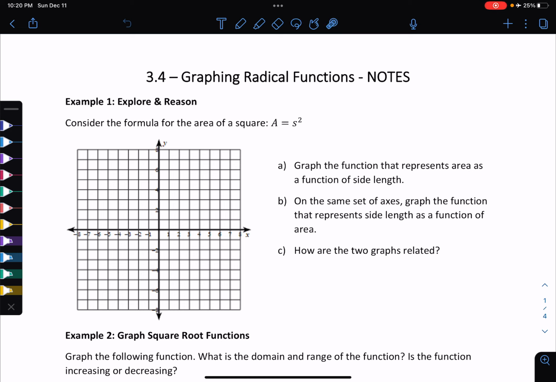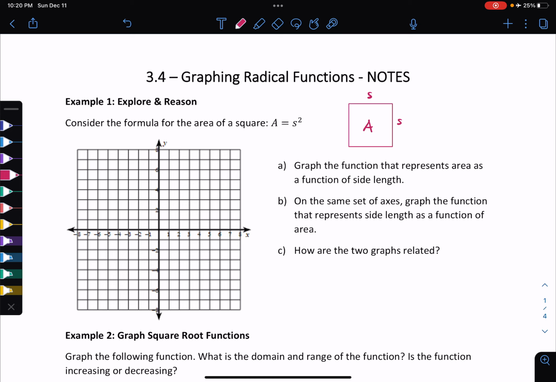We're going to start with example 1, considering the formula for the area of a square. So that formula, if area is A and if s is the side length, then we have A equals s squared. All right, so if we have a square over here, we've got the area, and then the side length is s. Let's graph the function that represents area as a function of side length.